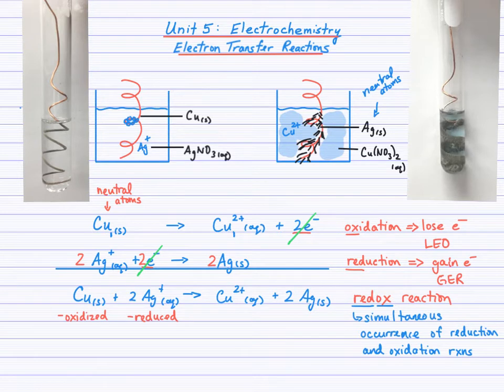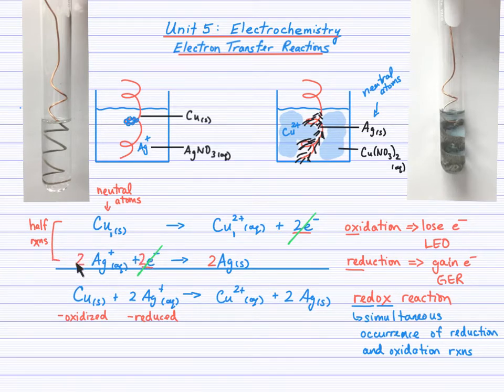Okay, so you can see that the copper solid is being oxidized and the silver ion is being reduced. Together, those are two half reactions that make up the overall reaction, which we call a redox reaction: the simultaneous occurrence of both those reduction and oxidation half reactions. You'll notice I indicated that these two reactions here are the half reactions.